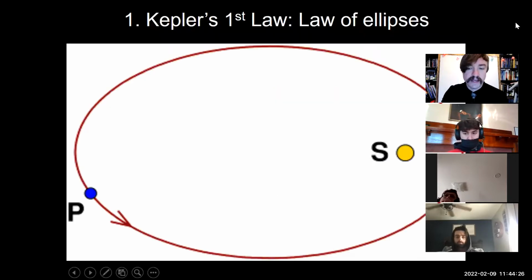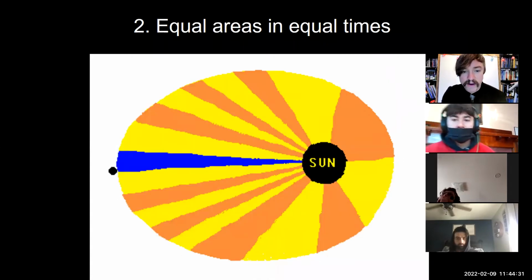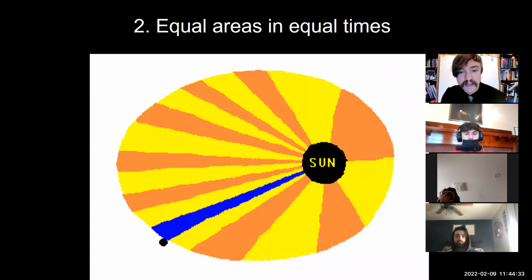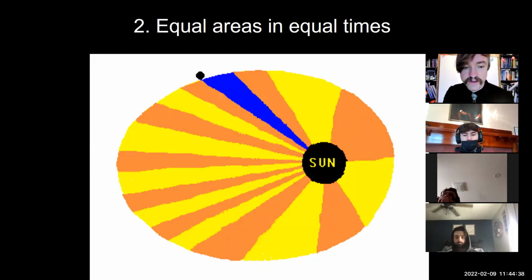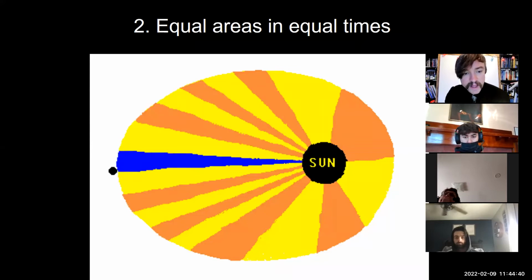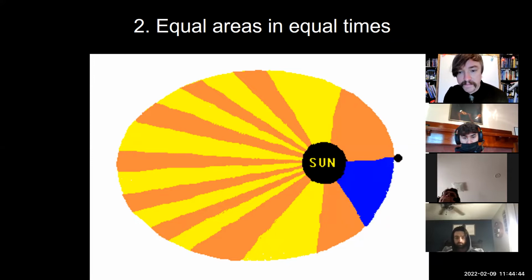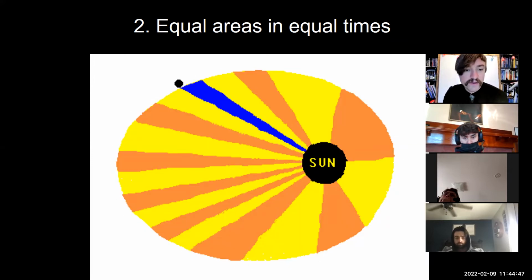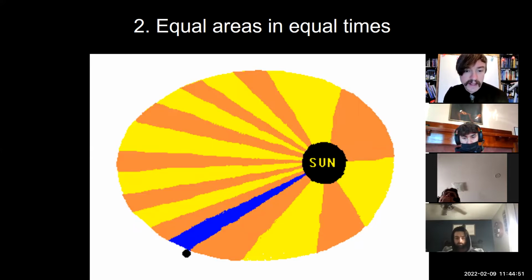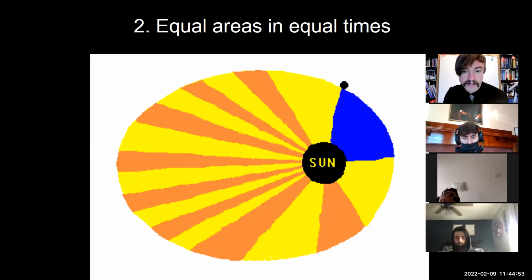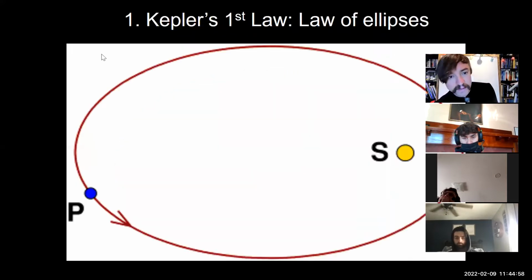He also discovered that not only do they orbit on ellipses, but that planets sweep out equal units of area in equal intervals of time. If you look at the animation here, it's not a very good animation, but the planet tends to speed up when it gets closer to perihelion, and it travels at a slower speed farther from the sun, near aphelion. What's preserved is the amount of area that's being swept out by the planet.